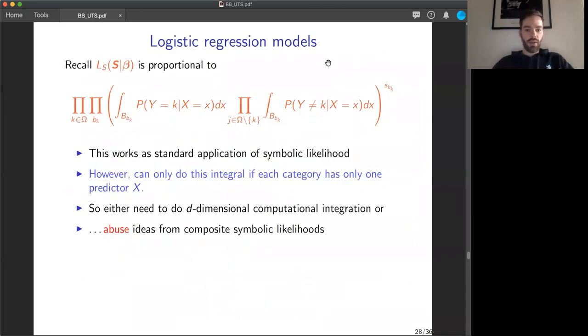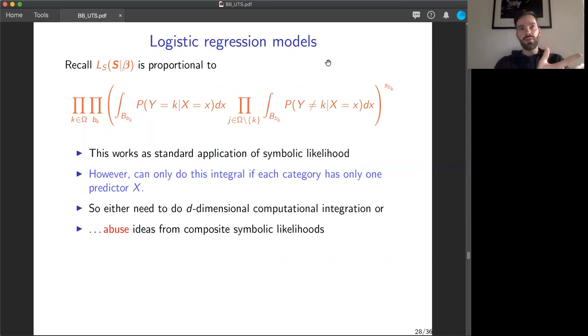So going back to the original problem, we have to look at these integrals that we need to compute. The only thing that we should remember is that they are very easily computed if we have only one predictor.